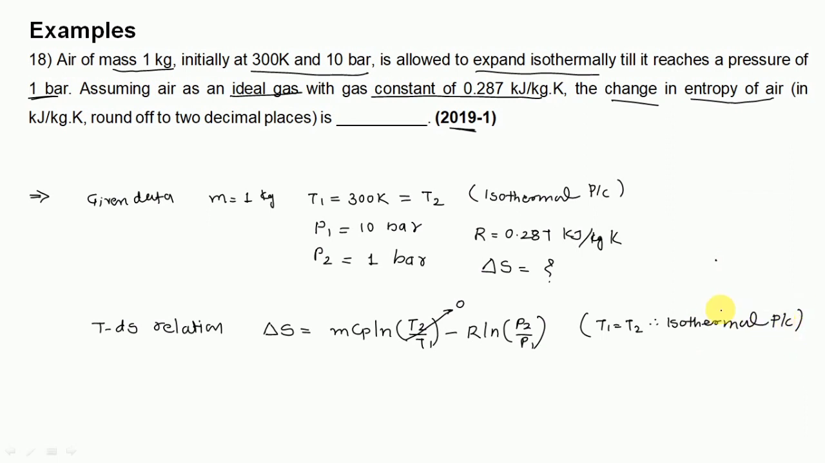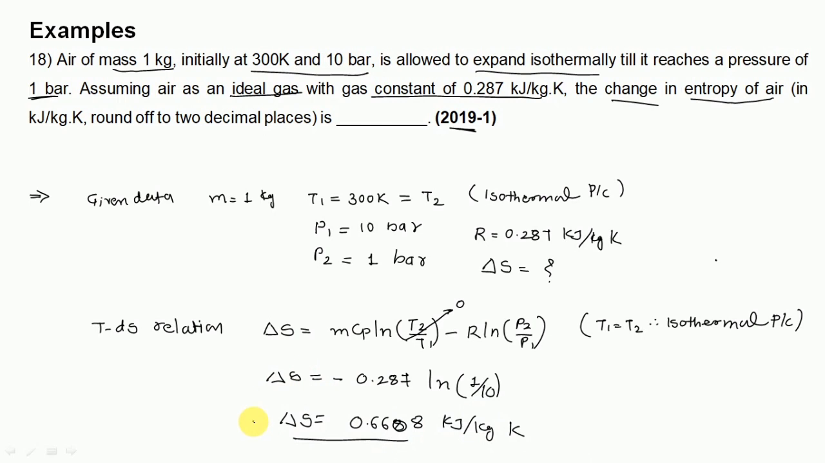Okay, so put the values: delta S equals minus R, which is given 0.287, ln of P2, which is 1 bar, over P1, which is 10 bar. Put the values, and if you calculate you get a negative value. So finally minus minus plus, and your answer is 0.668 kilojoule per kg Kelvin. So this is the delta S for the given data, the change in entropy. Okay, next problem.